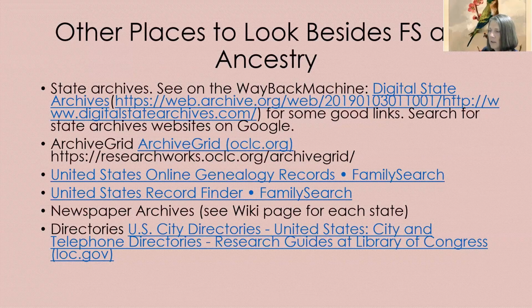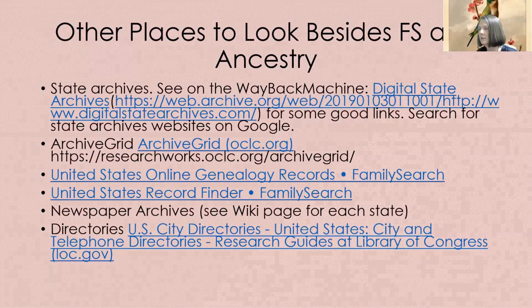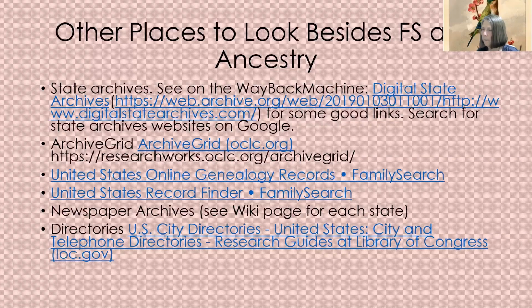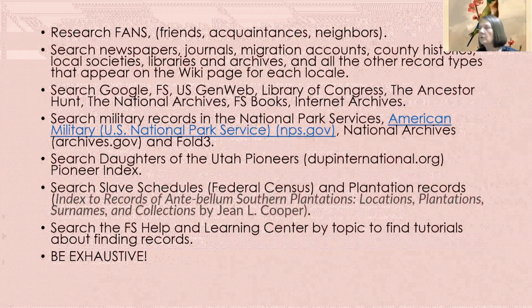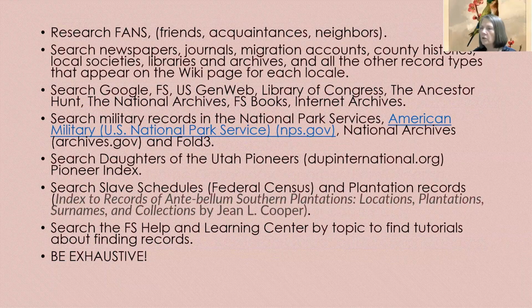There's also U.S. city directories in the research guides at the Library of Congress. Okay, so make sure you use the Library of Congress. It's a really great site for a lot of different things. Now, these are just some general things. Research friends, acquaintances, and neighbors. They will oftentimes give you clues about who was related to whom. Search newspapers, journals, migration accounts, county histories, local societies, libraries, and archives, and all the other record types that appear on the wiki page for each locale.